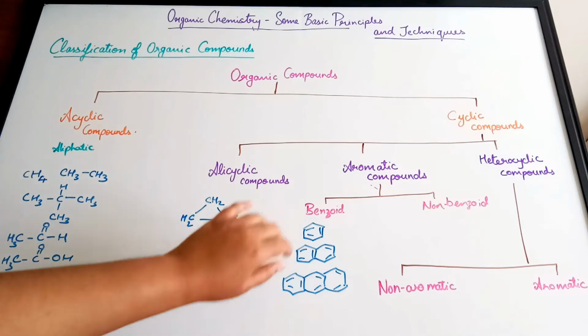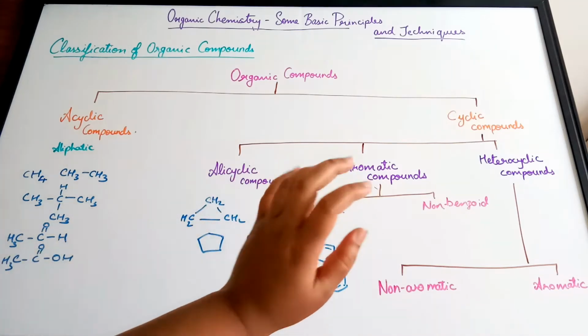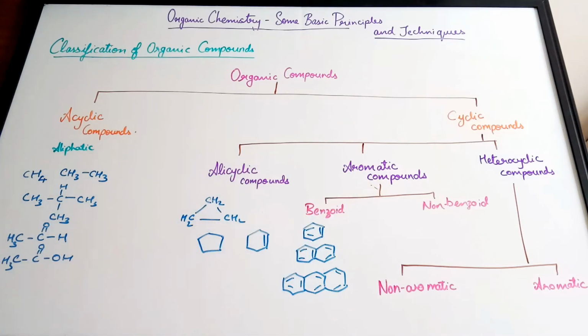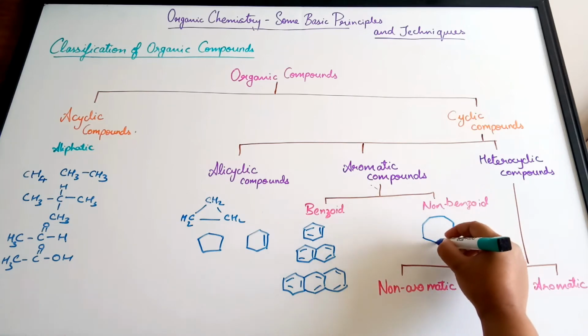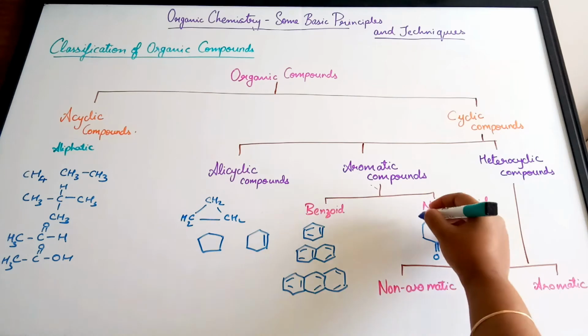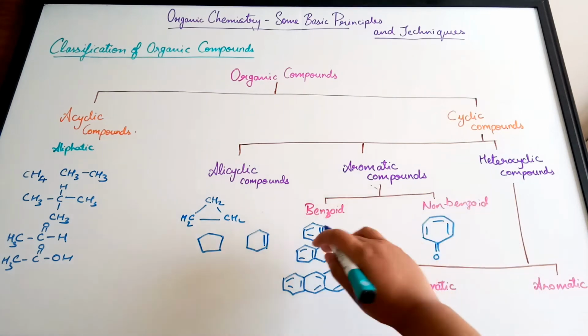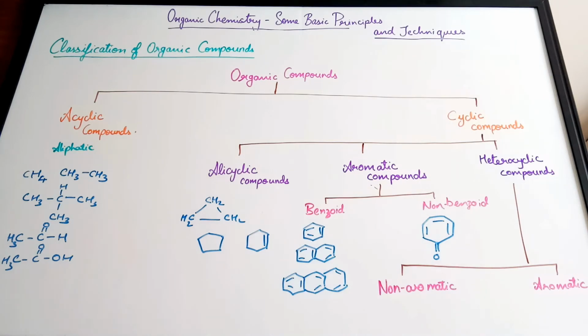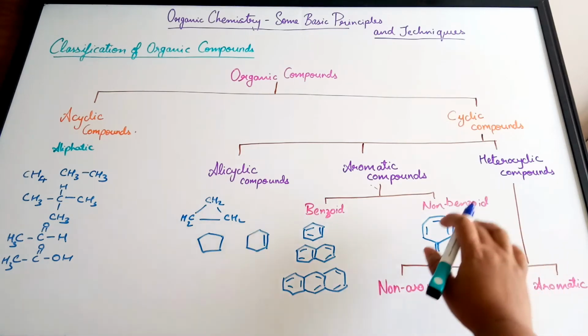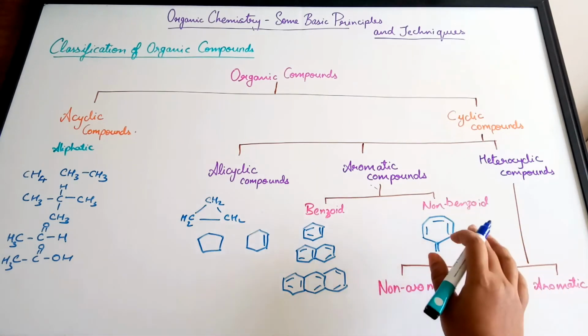So benzoid compounds have a benzene ring. Non-benzoid compounds do not have a benzene ring. So this is an example of a non-benzoid compound, but it is aromatic. It does not have this benzene ring, but this is considered to be aromatic. You'll be learning again about that in detail at a later point. This non-benzoid compound is called tropone.